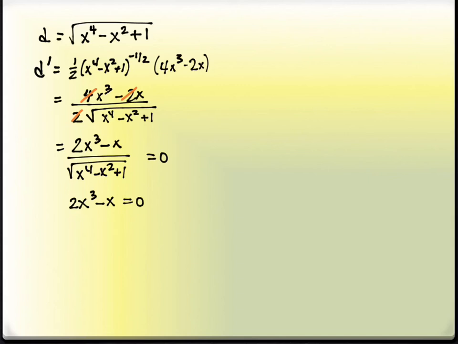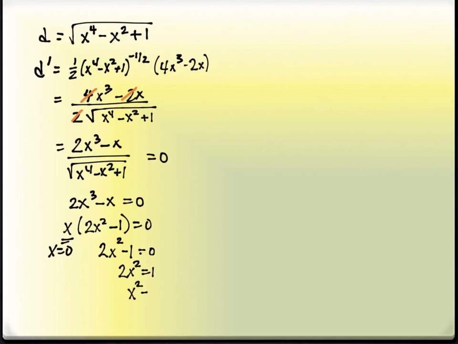You'd factor out an x, yes. So that would leave me with 2x squared minus 1 equals 0. Obviously, x equals 0 is one of the values, which is a lower end anyway, so it doesn't really give us any helpful information. But the other piece will. 2x squared minus 1 equals 0 means that I have 2x squared equals 1. X squared is equal to 1/2.